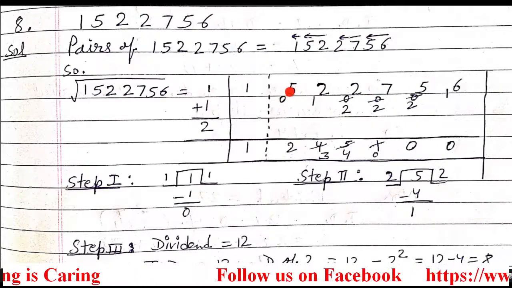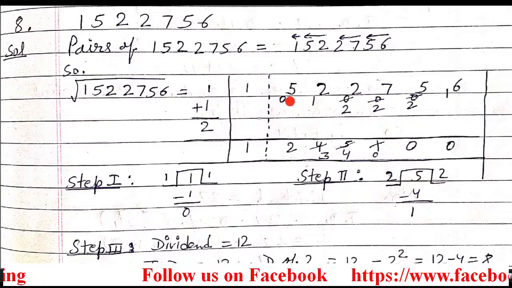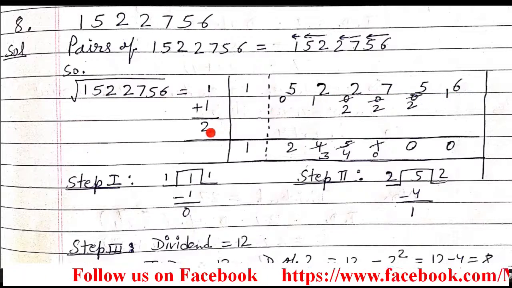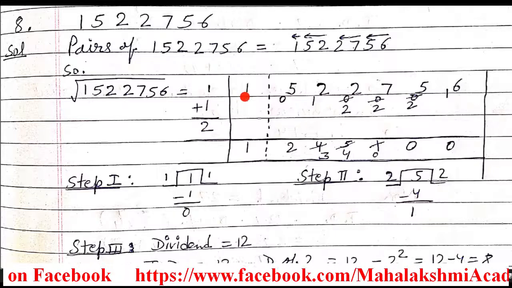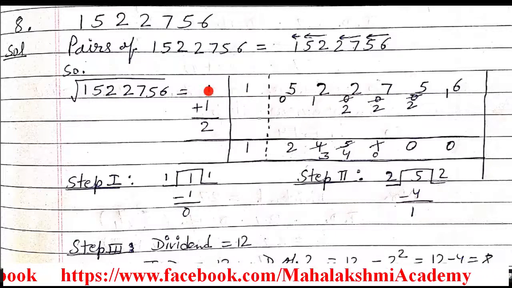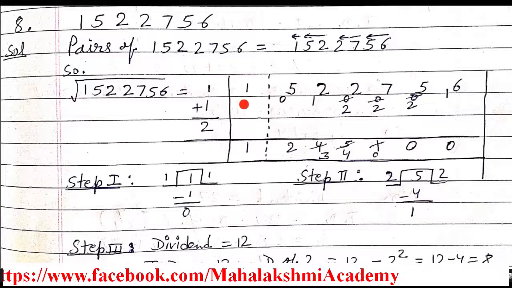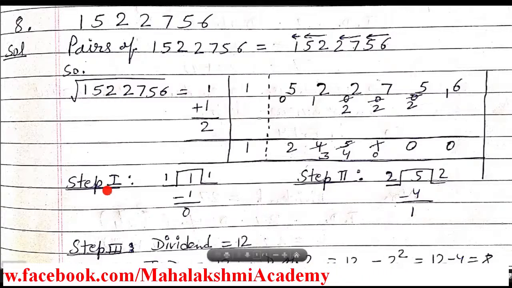So in the third column we have the digits starting from 5, and for all these dividends the divisor is always going to be 2. For the first pair the divisor is 1. So we are going to start the steps. We will start from the first step.